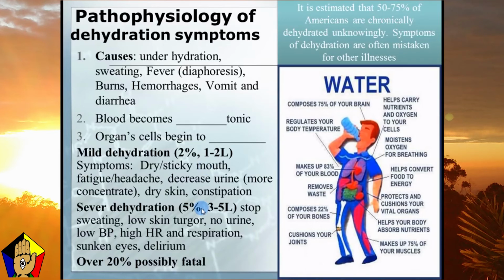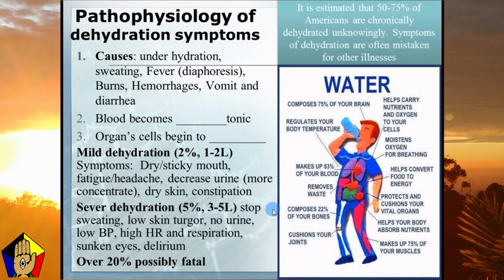You might get really tired, you might start getting headaches, because you're not getting adequate flow and water to the brain, in other words. Right? And then constipation. Why would you get constipation? It's because the GI tract's trying to compensate and it's trying to pull more water in, which makes your feces more dense. Right? Severe dehydration is when it's over 5%, so about 3 to 5 liters of water is lost from your body.